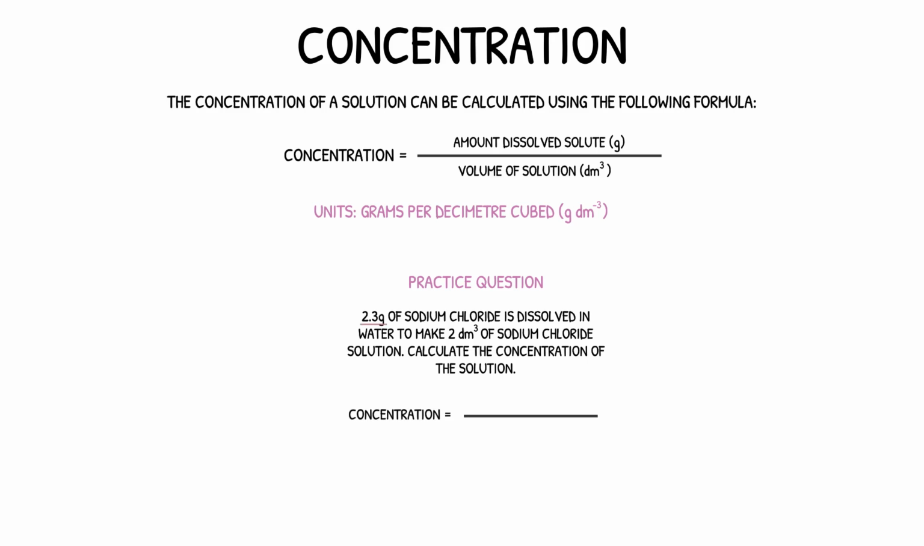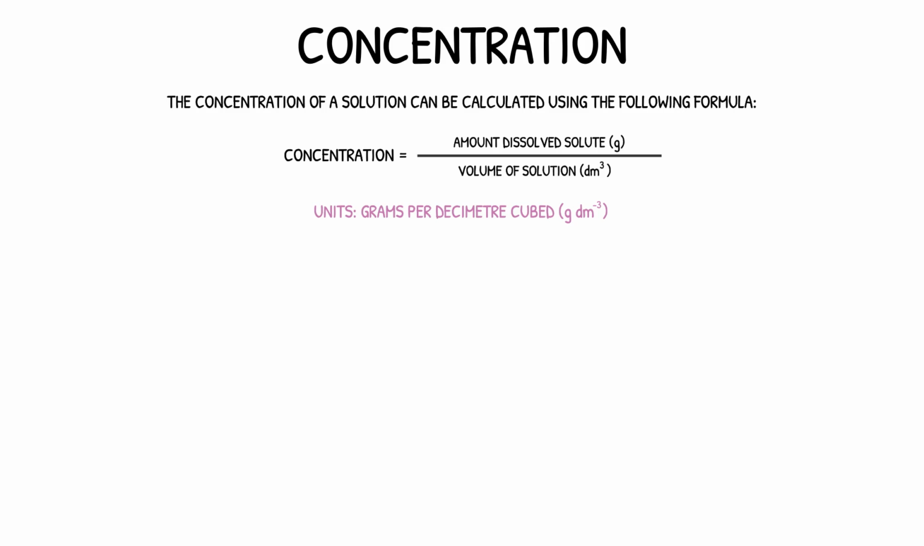There is 2.3 grams of dissolved solute in 2 decimeter cubed of solution. Therefore, the calculation for this question is 2.3 divided by 2. The concentration of this solution is 1.15 grams per decimeter cubed. In some questions, the volume of the solution may be given to you in centimeter cubed. To convert this unit into decimeter cubed, you must divide the value by 1000.